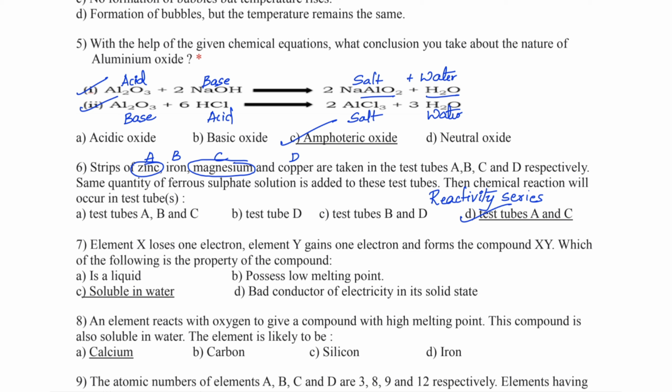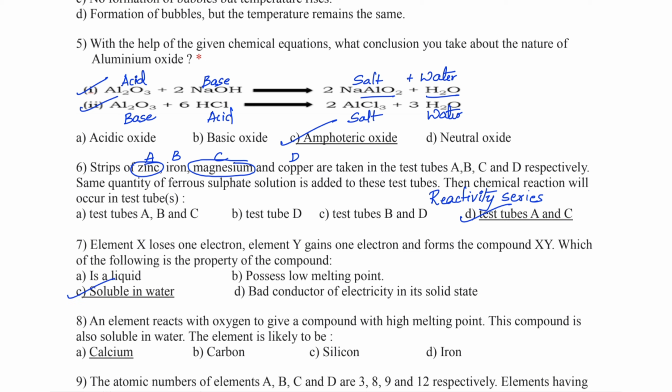Question number 7. Element X loses one electron, element Y gains one electron and forms compound XY. Which of the following is the property of the compound? Option A, it is liquid. Option B, possesses low melting point. Option C, soluble in water. Option D, bad conductors of electricity in its solid state. Correct answer is option C, soluble in water.